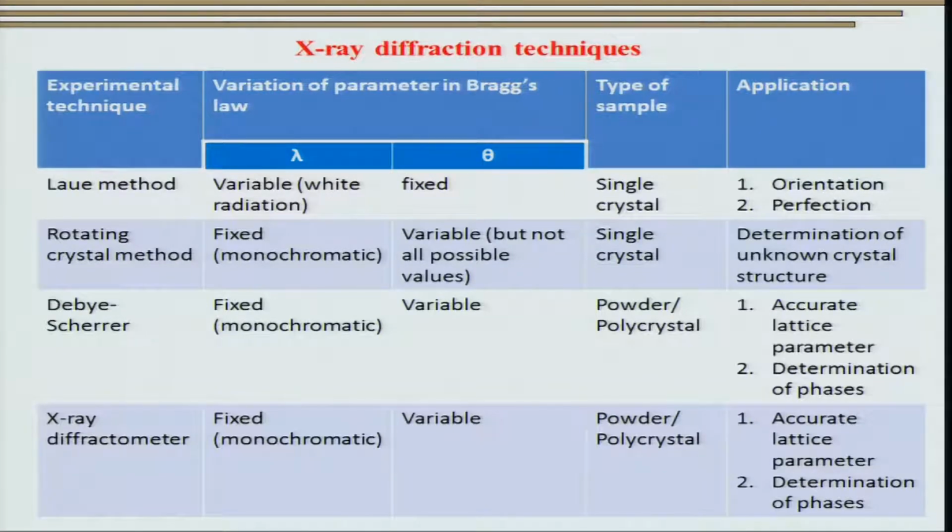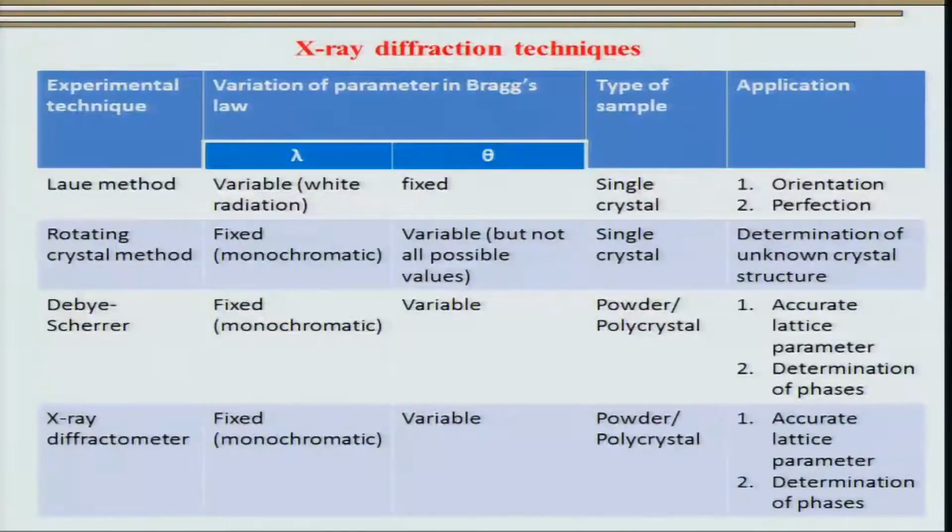I would like to mention that though it is much easier for me to write it here, the rotating crystal method, with fixed wavelength lambda and varying angle theta, can give us information about the determination of an unknown crystal, but it is quite complicated and a field in itself altogether.